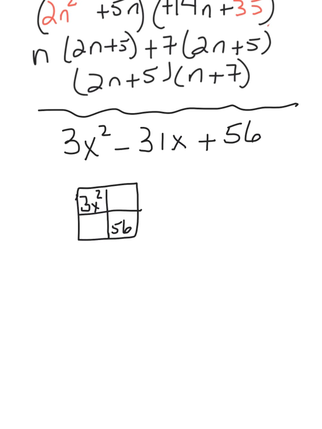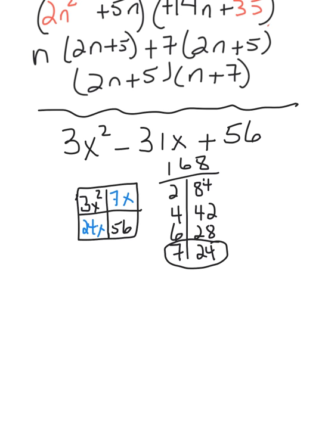Okay, so I found my factor pairs that multiply together to give me 168 and add to give me a negative 31. So I know that my 7x and my 24x both need to be negative. In order for me to get a negative 31, I need to be able to add those together to get a negative 31. So the first thing I'm going to do is factor out my first row. I'm sorry, my first column.